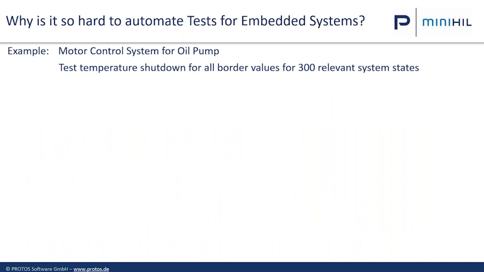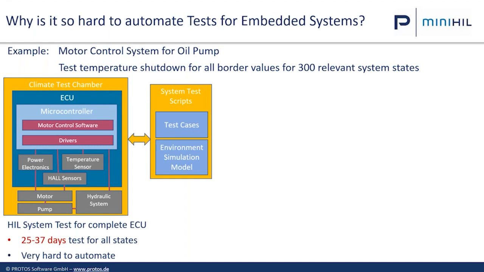So the question is now, why is it so hard to automate tests for embedded systems? I give you an example from a motor control system for an oil pump. It's safety critical. For example, in this case, they need to test the temperature shutdown for all border values for 300 relevant system states. That's a lot. So a couple of thousand tests maybe for temperature shutdown.